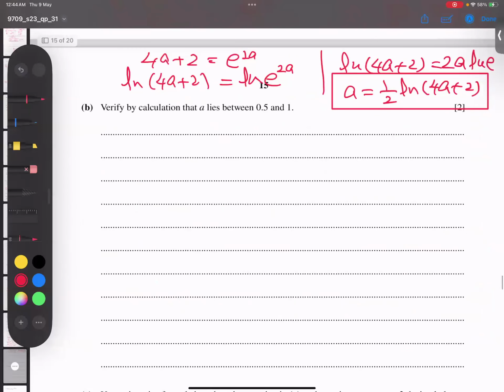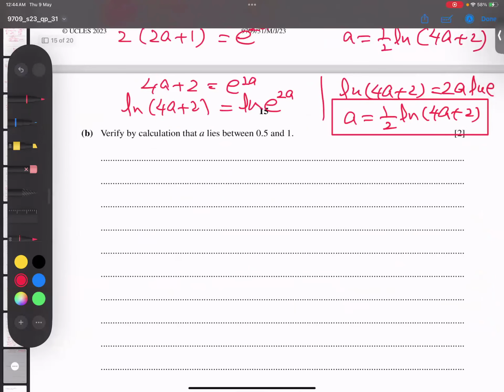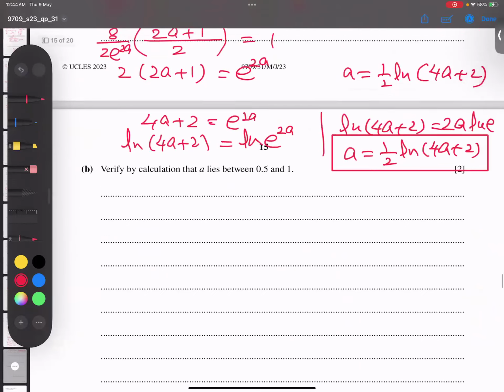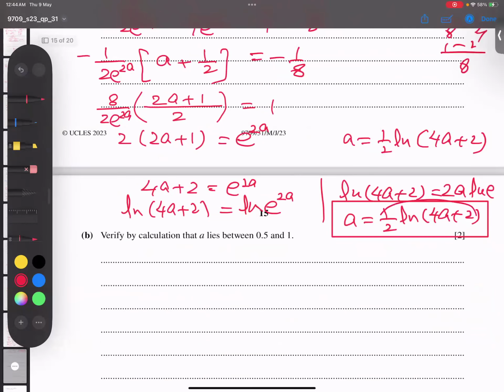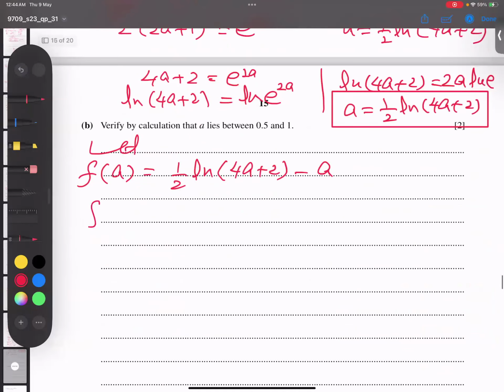By verification, a lies between this and this. So we have to verify. Two choices are there. We either bring this whole thing to the left side, or a to the right-hand side. And I will assume f of a. Okay, I bring this, ln of 4a plus 2 minus a. Now, students, keep your calculator in radian mode and plug in both values, 1/2 and 1, in the place of a.